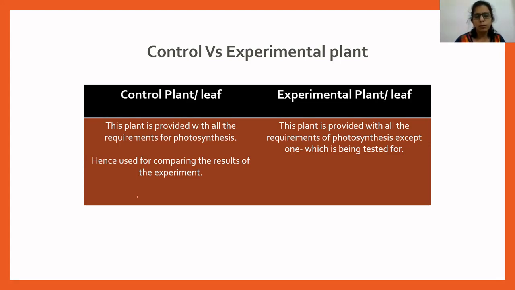And remember, control plant or control leaf is provided with all the requirements for the photosynthesis. But in case of experimental plant, the plant will be provided with all the requirements except the one for which we are testing. Okay, except the one which is being tested. Fine. So let's begin this particular activity.